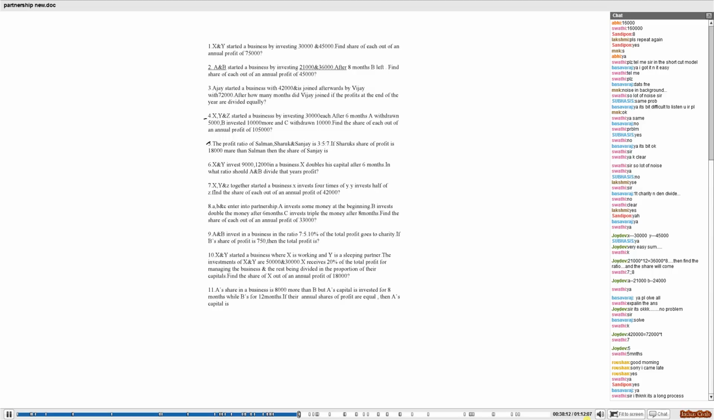Try to solve the fifth question. The profit ratio of Salman, Shahrukh and Sanjay is 3 is to 5 is to 7. If Shahrukh's share of profit is 18,000 rupees more than Salman, then the share of Sanjay is?